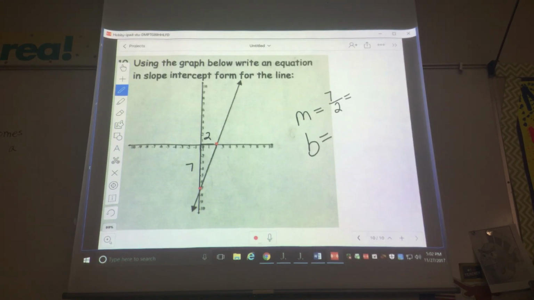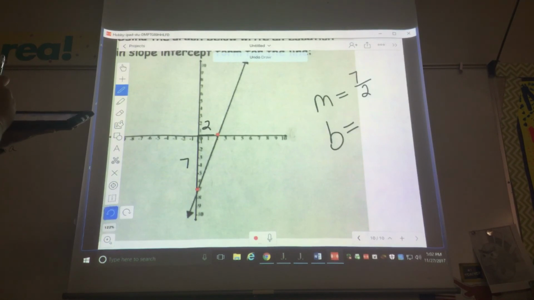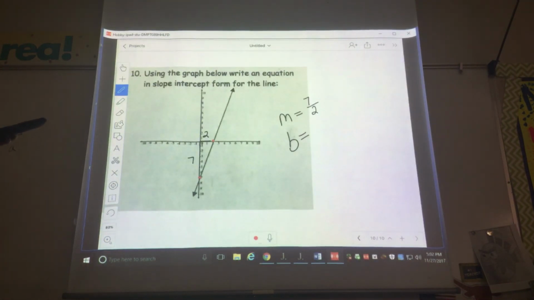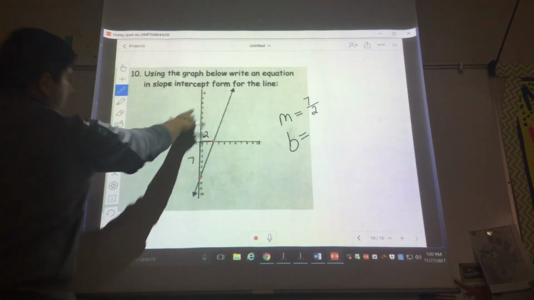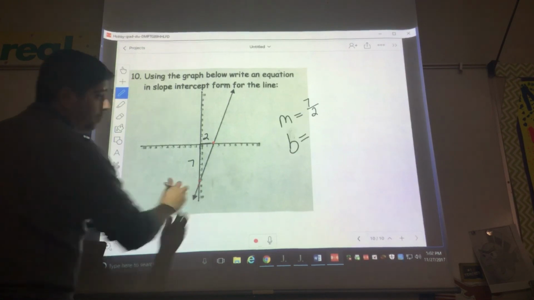Okay, we'll leave it at 7 over 2. If you made it 1.5, that's okay too. And then my y-intercept, I start from here and I go down until I get to that point, which is right there, and this is -7. So this is going to be -7.